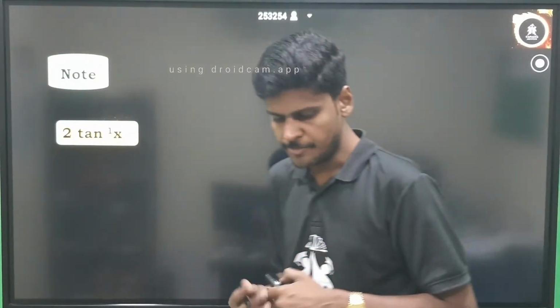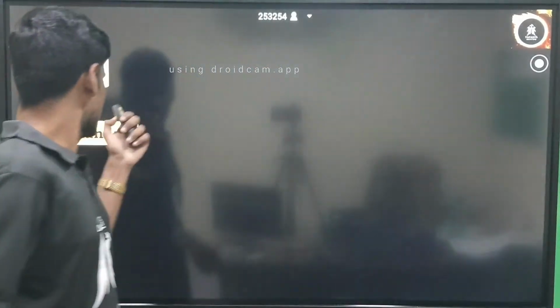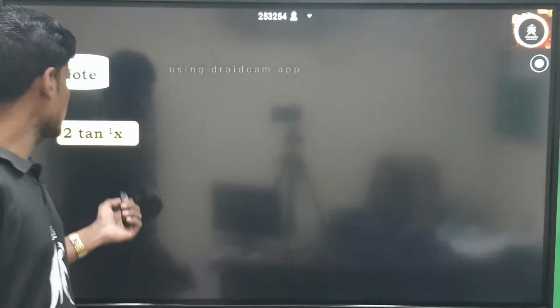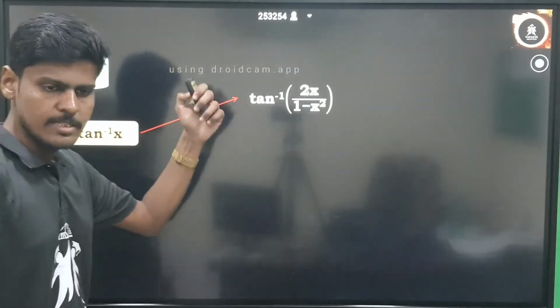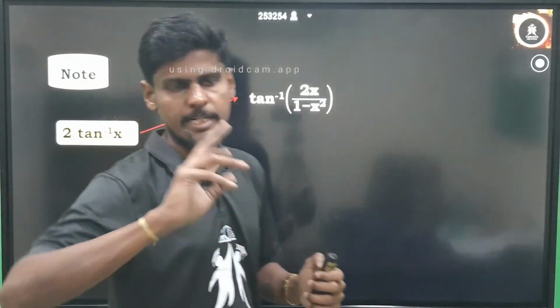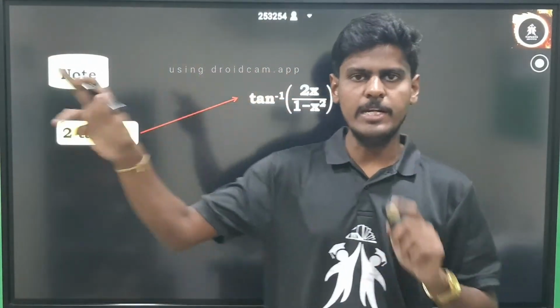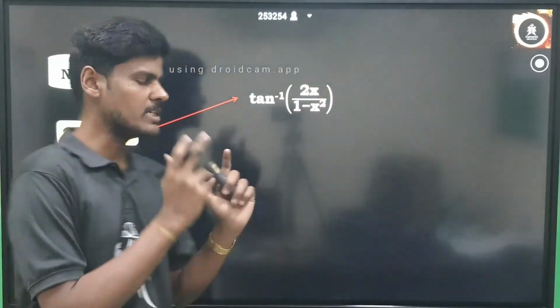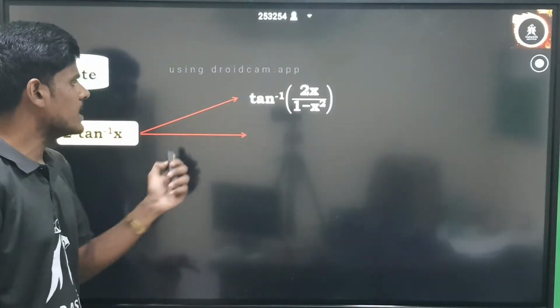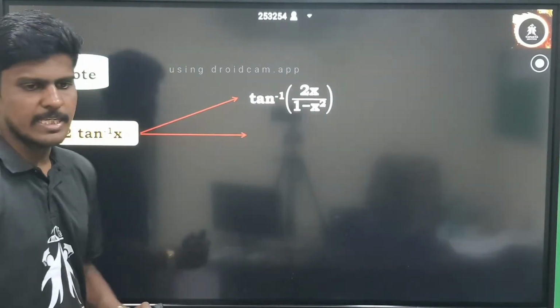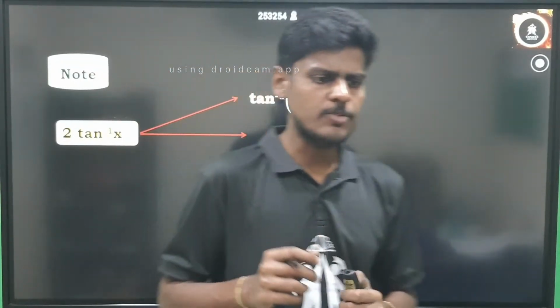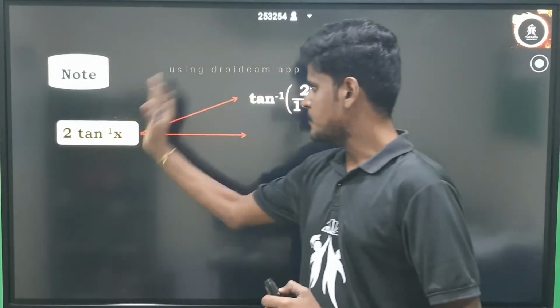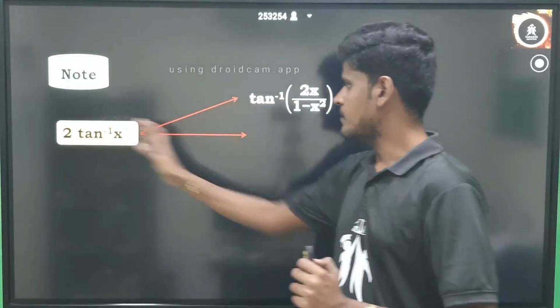Now the next set of formulas is 2 tan inverse x. What is 2 tan inverse x? In terms of tan, sin as well as cos. We already learned how to convert between trigonometric ratios and inverse trigonometric ratios. So here 2 tan inverse x is nothing but tan inverse of 2x by 1 minus x square. Proof is actually very simple. Just substitute x equal to tan theta.